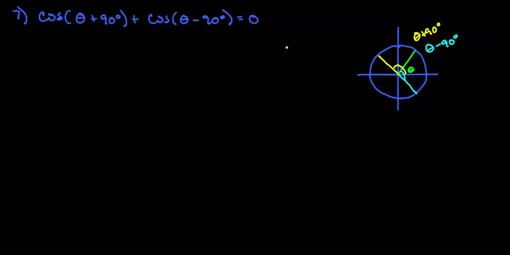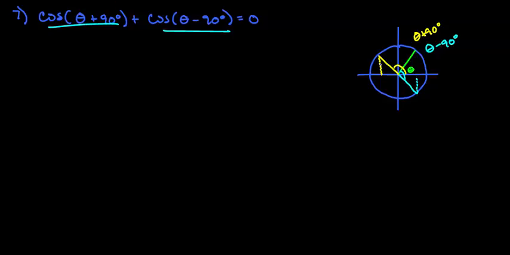That these two angles, if you take their cosine values and add them, so if you add the cosine values of those two guys, you'll get 0. And if you just look at this drawing, that's got to be true.